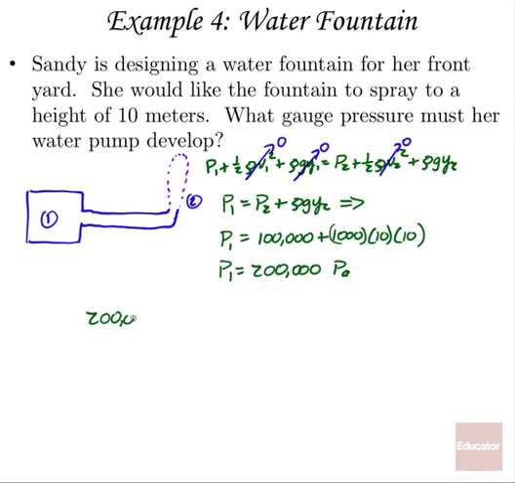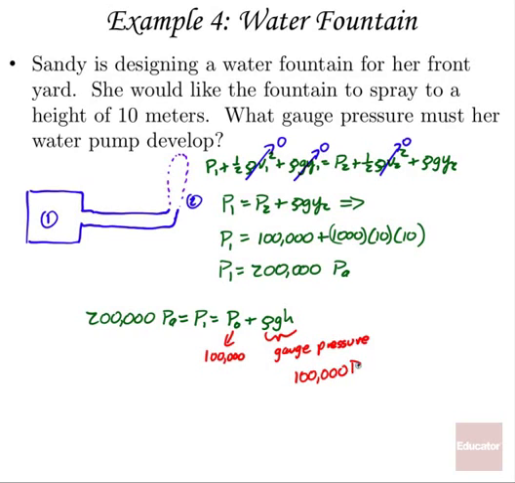So 200,000 pascals is equal to P1, which is equal to atmospheric pressure plus rho GH, where P0 here is our atmospheric pressure, 100,000 pascals. Rho GH here is our gauge pressure. So if 200,000 is equal to 100,000 plus the gauge pressure, that means our gauge pressure must be 100,000 pascals in order to make the water fountain shoot the water 10 meters high.